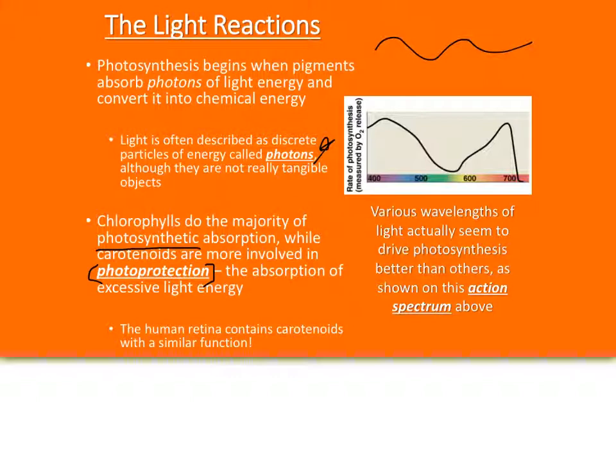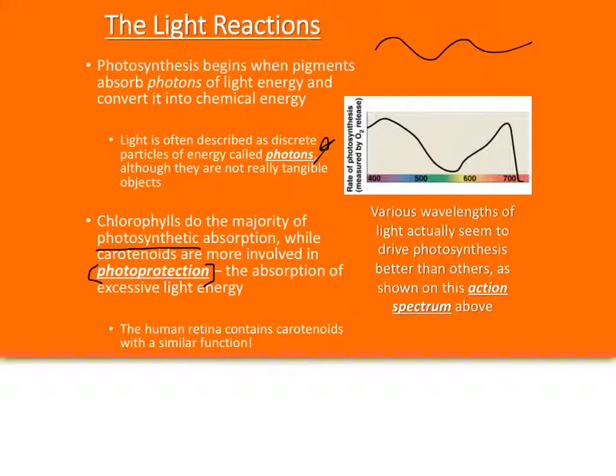You also have carotenoids. Your retina in your eye has carotenoids for photoprotection. So if you absorb too much sunlight into your eyes, you know that can hurt, right? If you look right at a bright light or look toward the sun. And these carotenoids are there to help protect you from that.